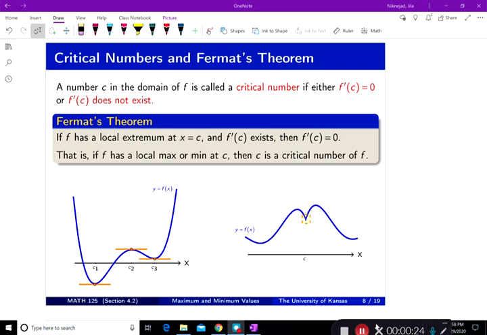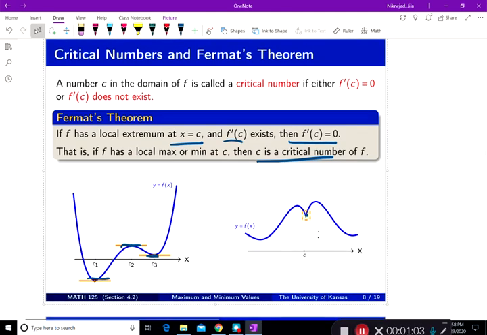We realize that Fermat's theorem is telling us that if f has a local extremum at c, then f prime of c either doesn't exist or is equal to 0. That is, Fermat's theorem tells us that if f has a local extremum at c, c is a critical number. And we saw both ways, either f prime equal to 0 for a local extremum or f prime does not exist for a local extremum.